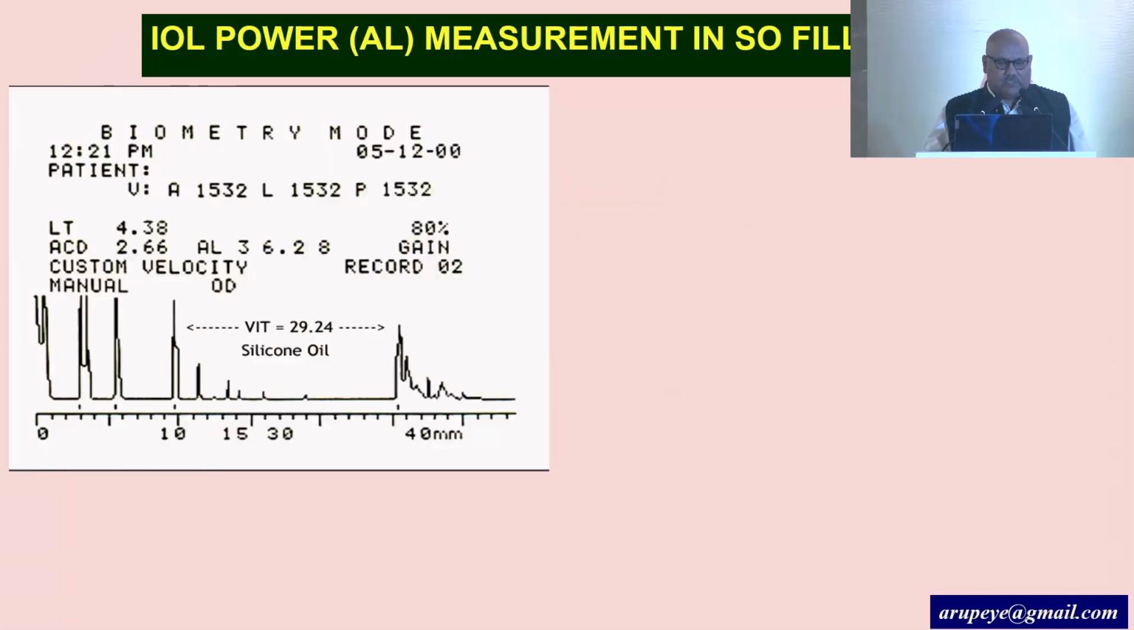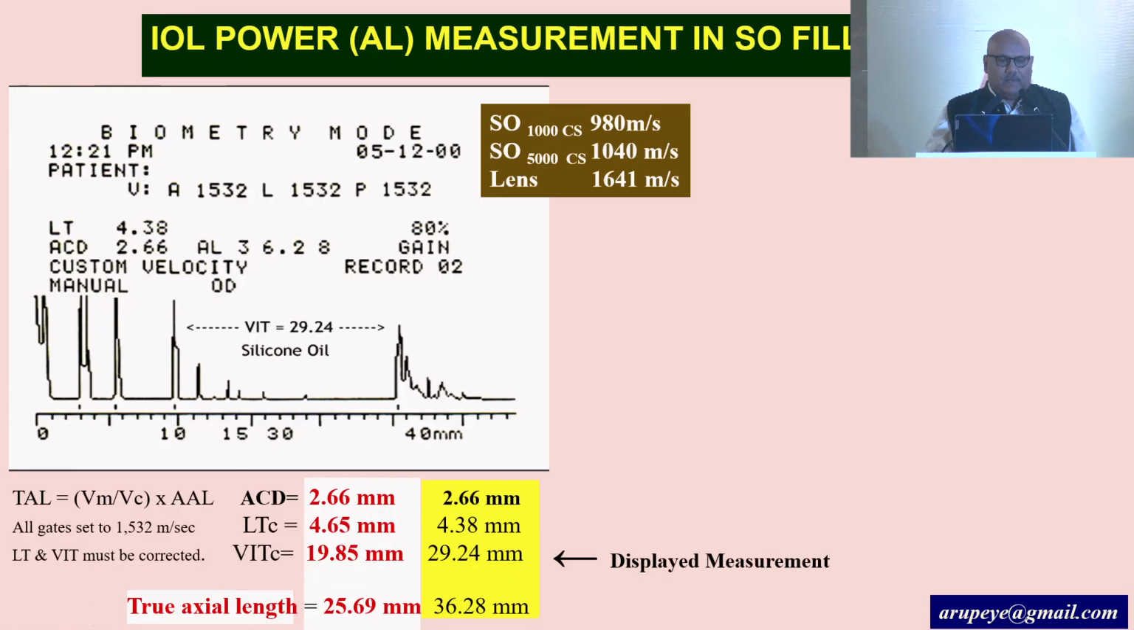So now here I have a situation where the patient has silicon oil in the posterior segment, and we have used a velocity of 1532 for all segments. This machine has multiple gates, so you can measure the anterior chamber depth, lens thickness, and posterior segment length separately, using a velocity of 1532. So you get a total axial length of 36.28 millimeters. This is the apparent axial length that has to be converted into the true axial length, and you need to know the viscosity of the silicon oil that has been used in that particular case.